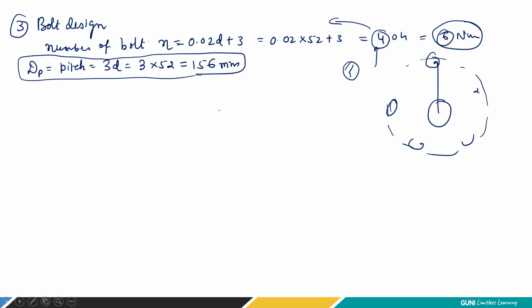Now let's find the torque transmitted through the bolt, that is MD is given by pi by 4 dB square.